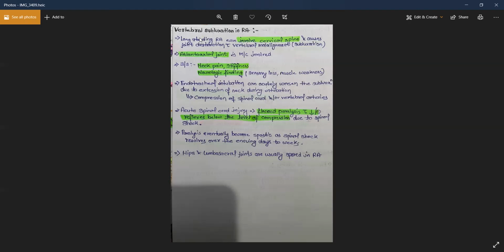You will also have a vertebral subluxation in case of rheumatoid arthritis, right? And that can involve the cervical spine. The atlantoaxial joint is involved, neck pain and stiffness would be there, and neurological findings like sensory loss or muscle weakness would be there. And whenever you try to manipulate your neck with hyperextension, like in case of any intubation, the patient can have a flaccid paralysis with loss of all the reflexes below the level of the compression. So it would be a quadriplegia you will get in this case, the paralysis of all four limbs, right?